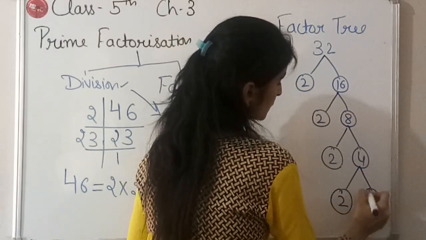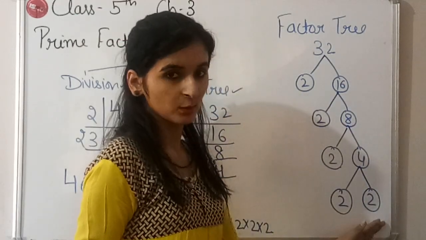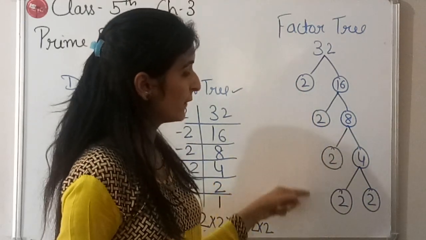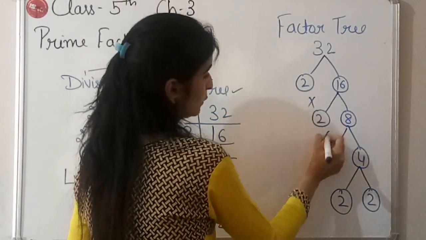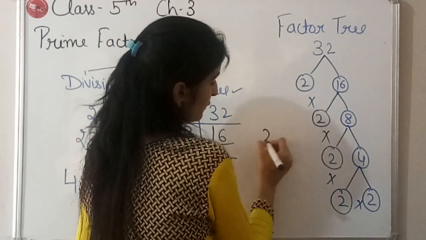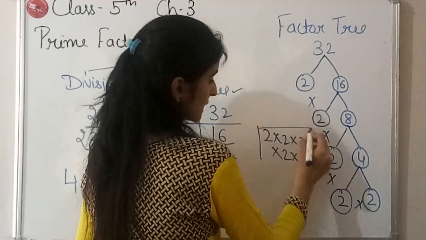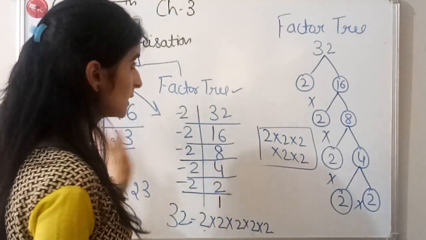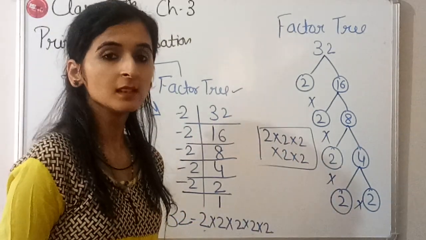Again this 2 is a prime number, so I will move to this 4. So 2 2s are 4. Now I have got all prime numbers here, so I don't need to continue this process further. So now the prime factorization of 32 will again be 2 multiplied by 2 multiplied by 2 multiplied by 2 multiplied by 2. So again we have to multiply 2 how many times? 5 times. Clear? So whether you do the prime factorization by the division method or by the factor tree method, the prime factorization will be the same.